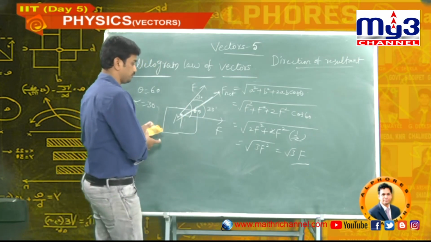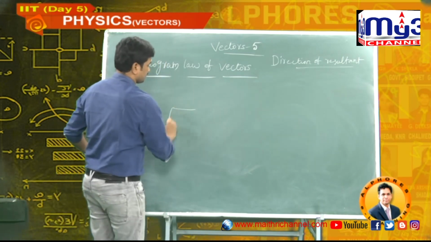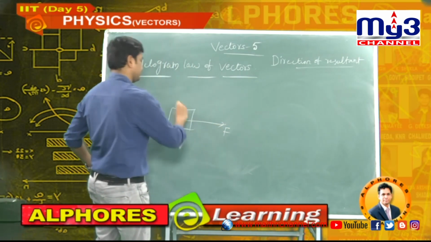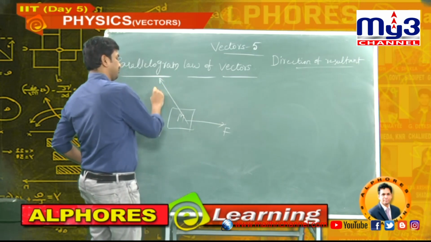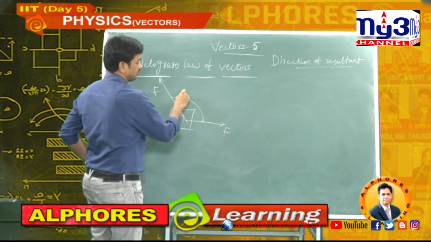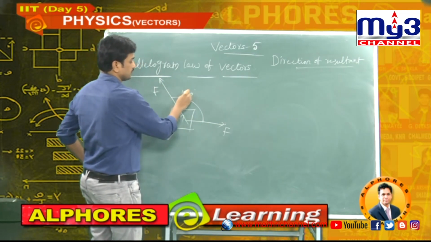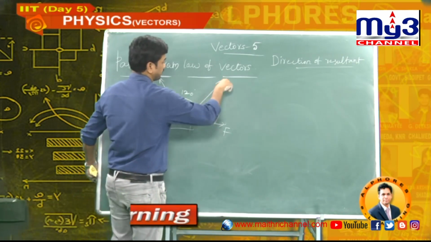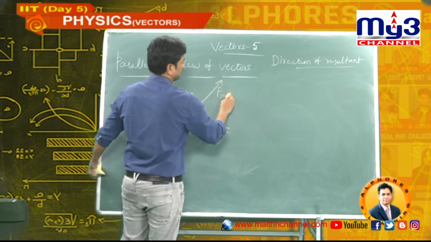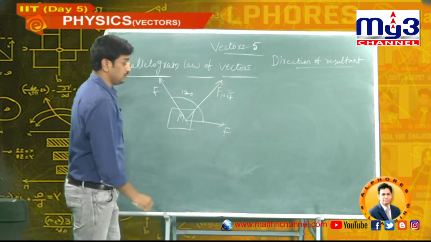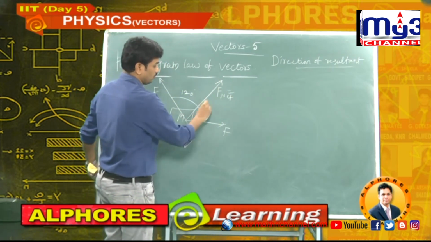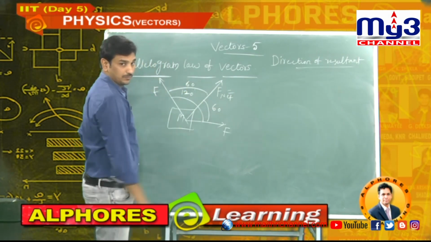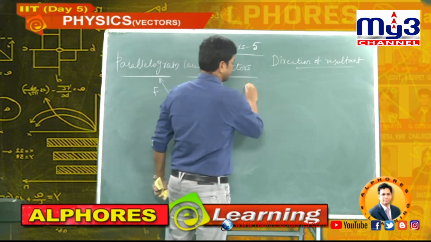Now one more. Two equal forces F, angle 120 degrees. Now the resultant, resultant force and net force are both the same. Both are equal, so what is the angle here? 60. This also 60. What is the formula for net force?